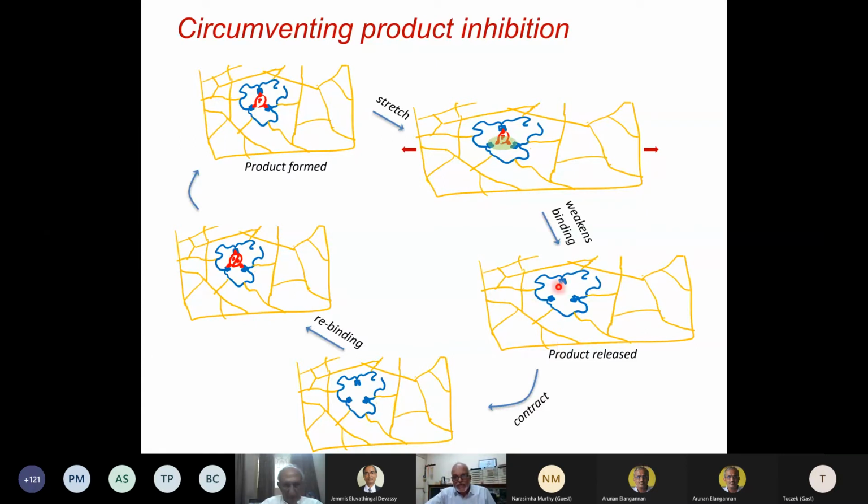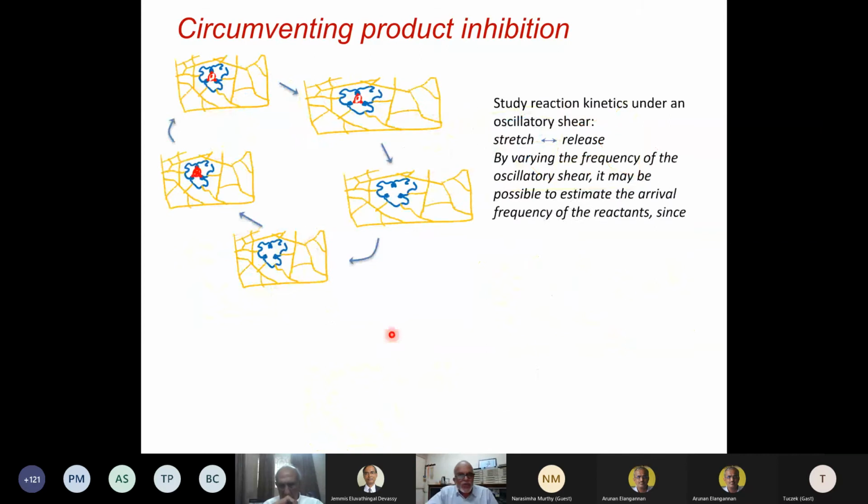When it weakens the binding, the substrate leaves, and then you de-stretch it, you contract it, and the conformation recovers the original conformation. Then another two reactant molecules can come bind with it, and this process can go on. So in other words, if I have this cycle, I apply an oscillatory shear in this network, I simply stretch, and in a machine like a dynamic mechanical analyzer you can actually change the frequency of oscillation.